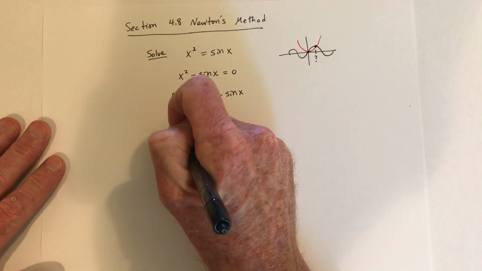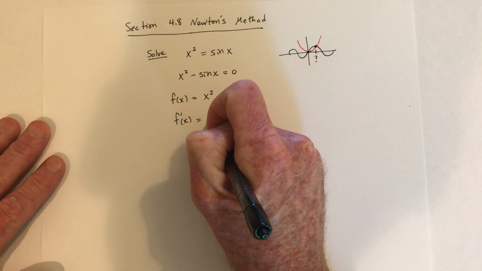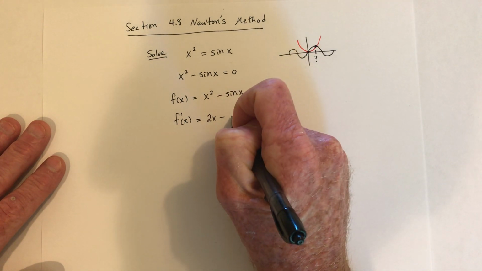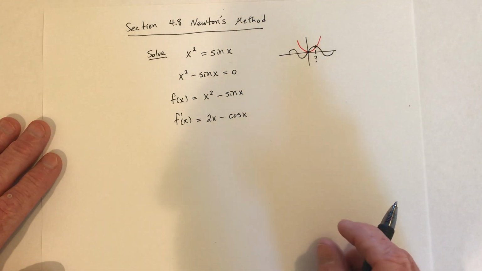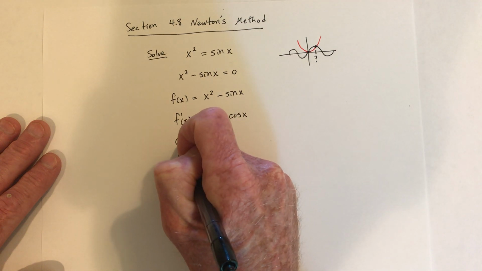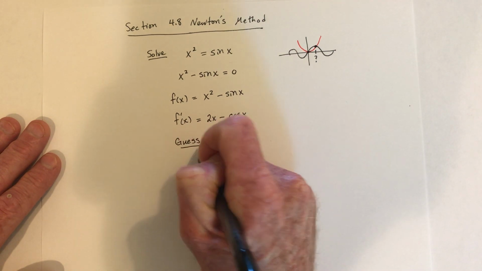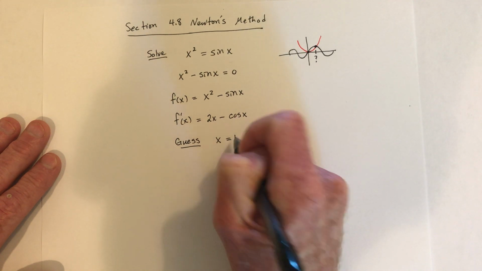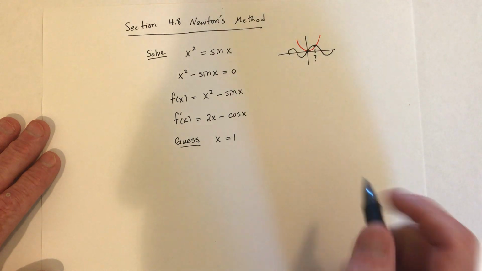So now let's actually do it. So take the derivative. The derivative for x squared is going to be 2x. The derivative of sine is cosine. And then what we need is a guess. So I'm just going to guess that the answer is x equals 1. And then we're going to find the tangent line there.